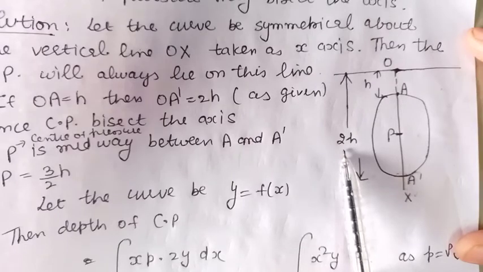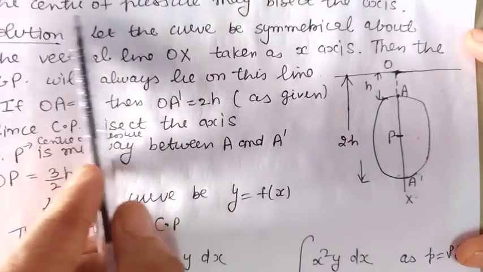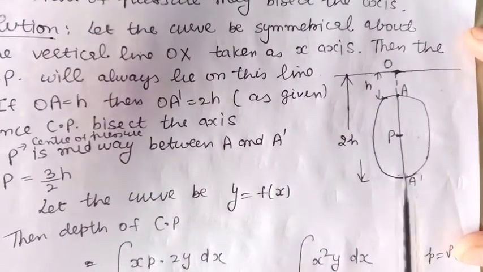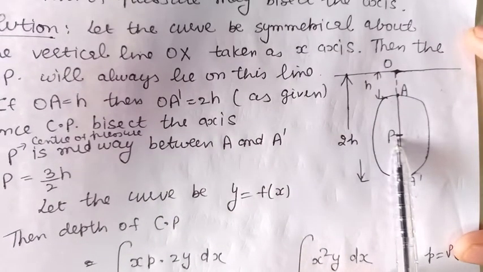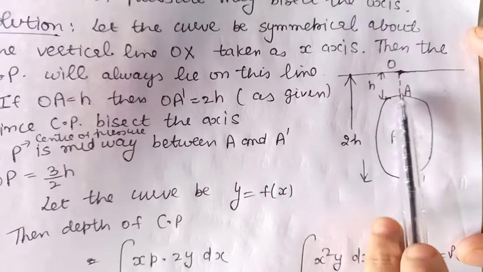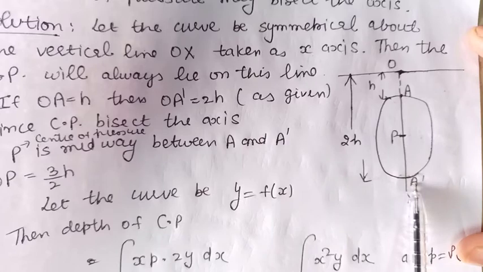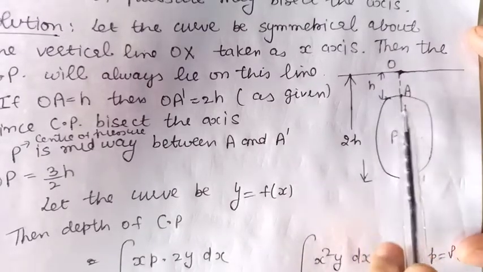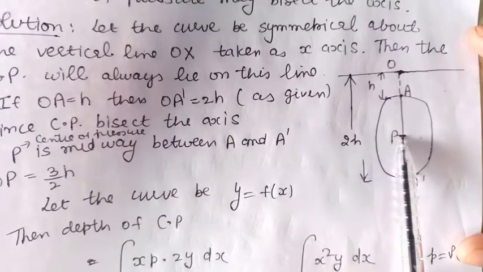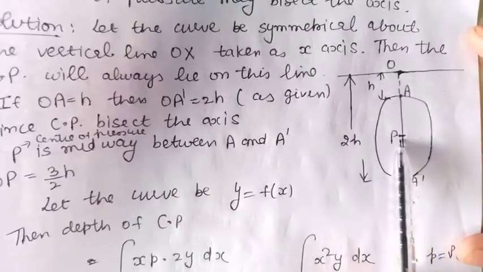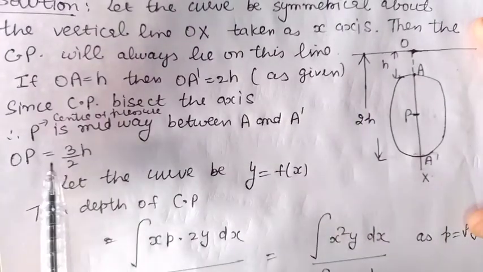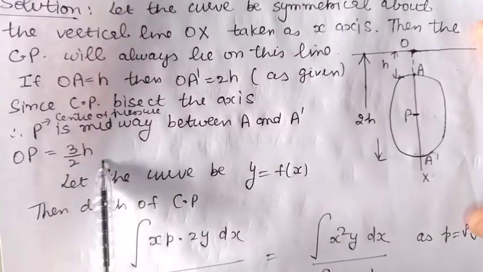And also we are given that the center of pressure bisects the axis. So if we take P as the center of pressure, then P is midway between points A and A dash. Now this distance is h, this distance is also h. So AP will be h by 2. So the length OP will be h plus h by 2, that is 3 by 2 times h.